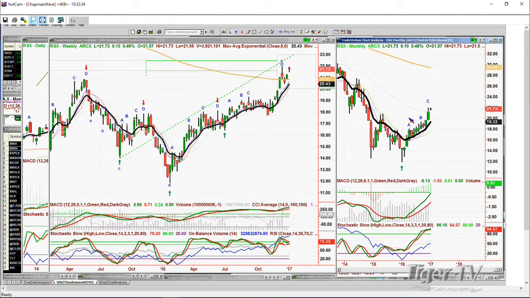But look at the pattern. It's taking out left side resistance level. It's a much more positive pattern. So I'm inclined to say this is looking much better.